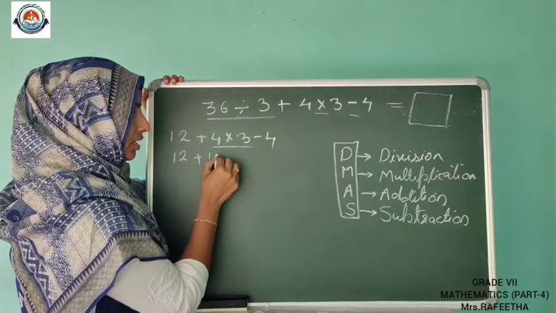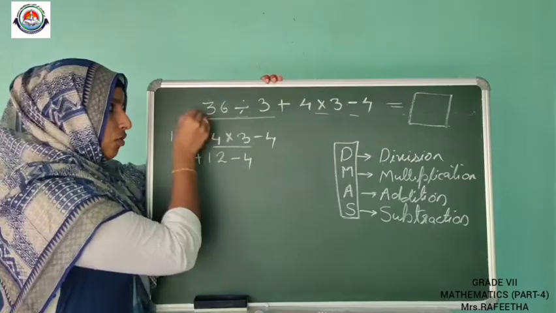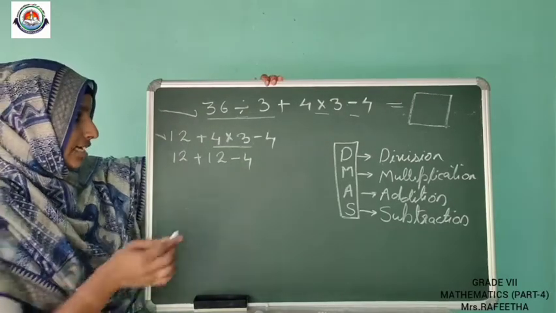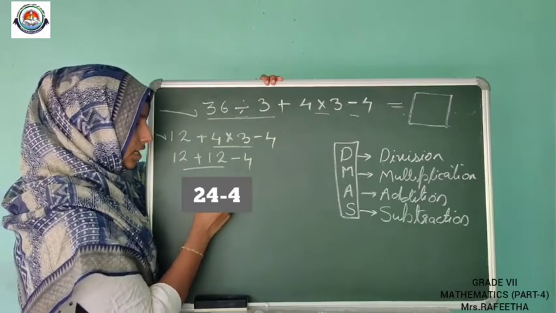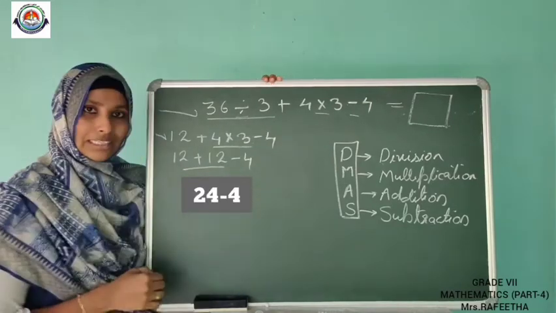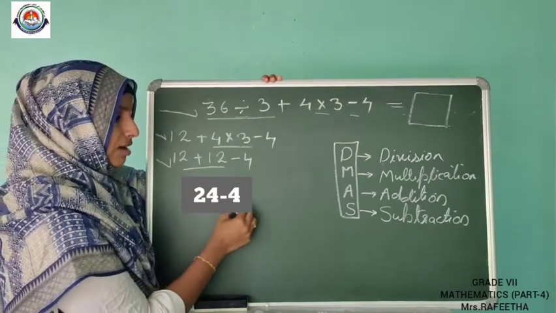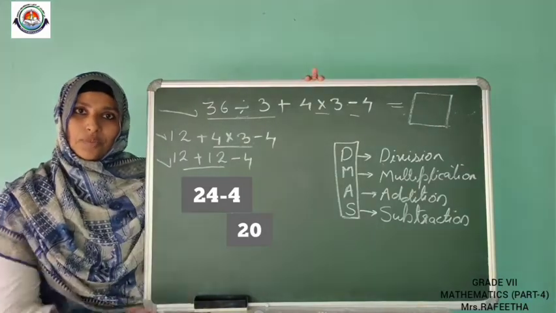That is 4 into 3 is 12 minus 4. Now multiplication, here division over. Here multiplication over. Then next is addition. What is the addition here? Yeah, this is the addition. So 12 plus 12, 24 minus 4. Next, subtraction. Addition over. The next is subtraction. 24 minus 4 is 20. So the correct answer is 20.